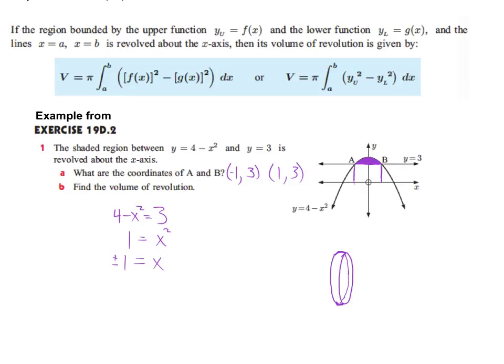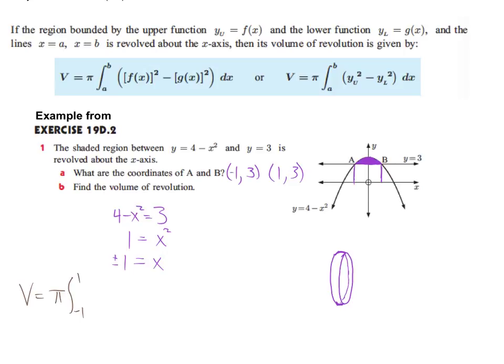When we find for part B the volume of revolution, we're going to take the volume equal to pi times the integral from negative 1 to 1 of f of x squared minus g of x squared.